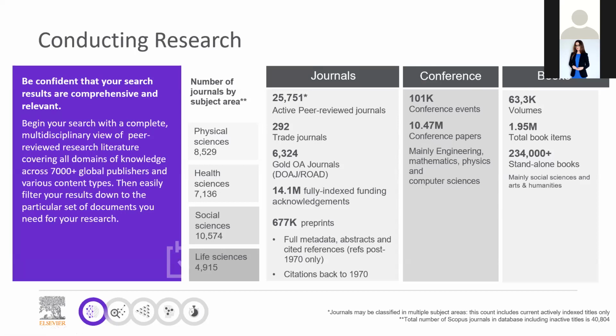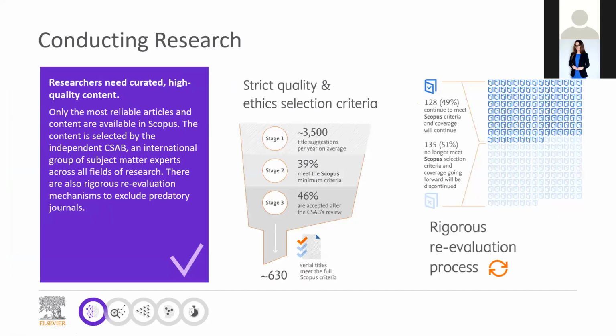Also, what is very important, we have the rigorous re-evaluation process. Besides the fact that it's very important to check the source of information at the very beginning, we see also that it's very important to keep the sources at a high level. That's why we have the re-evaluation process for all the journals that are in Scopus. And that's why I said at the very beginning that we have indexed around 40,000 journals in Scopus, but not all of them are active, because they didn't go through the re-evaluation process and they are no longer indexed in Scopus. So how is it done?